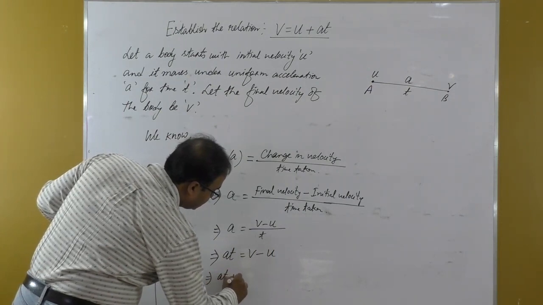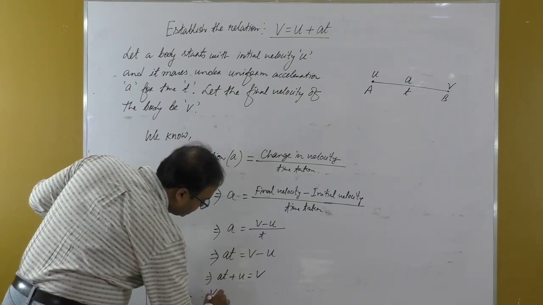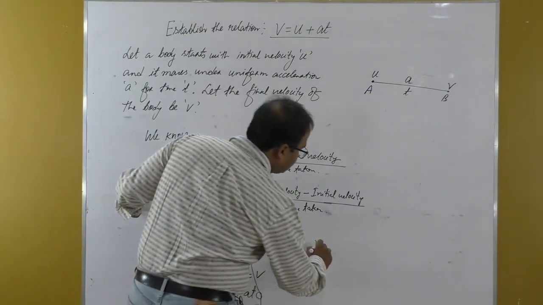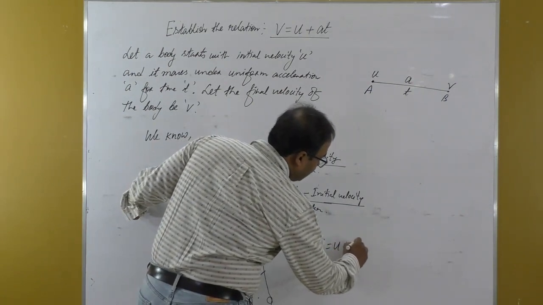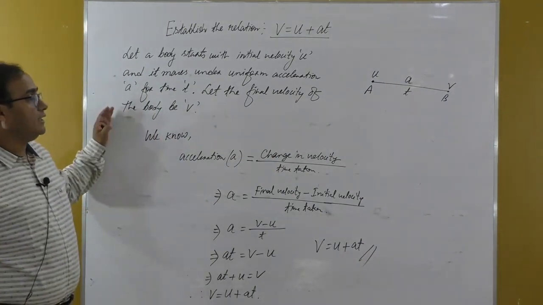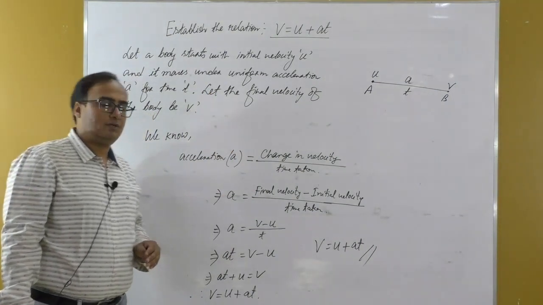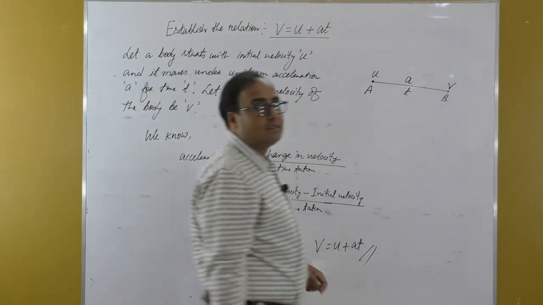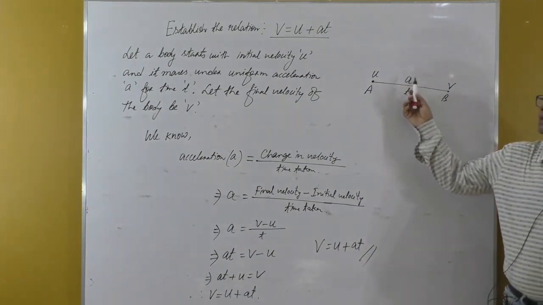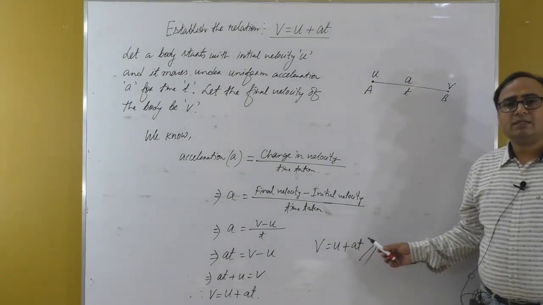So at plus u is equal to v, or we can write v equals u plus at. So the equation is v equals u plus at. This equation is established. Okay. So in this way we can establish the first equation of motion, where the body started with initial velocity u, final velocity v, acceleration a, time taken t, and so the equation is v equals u plus at.